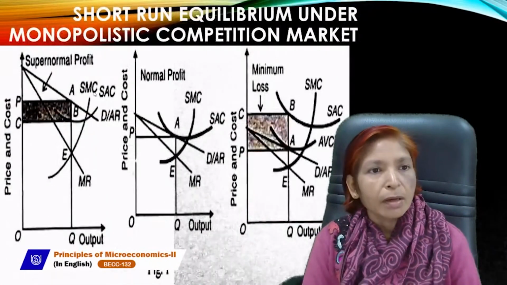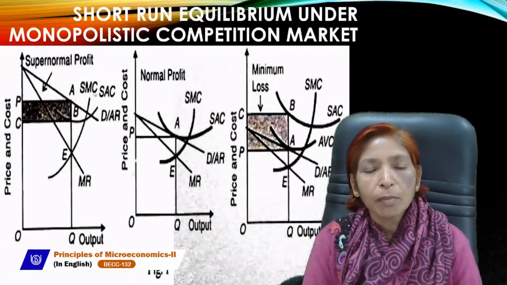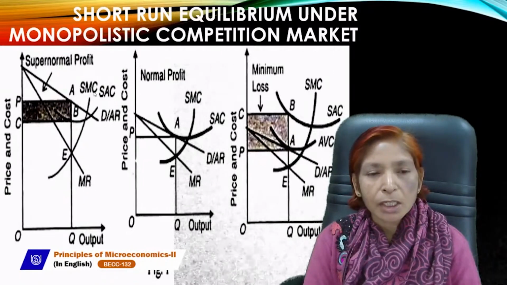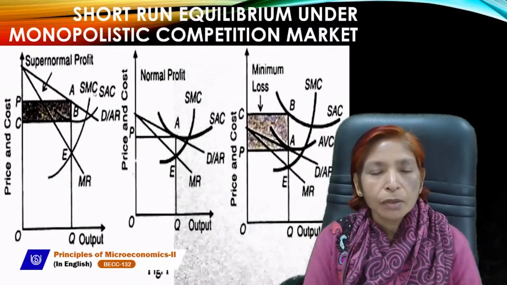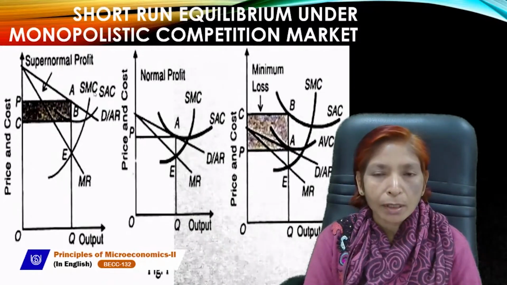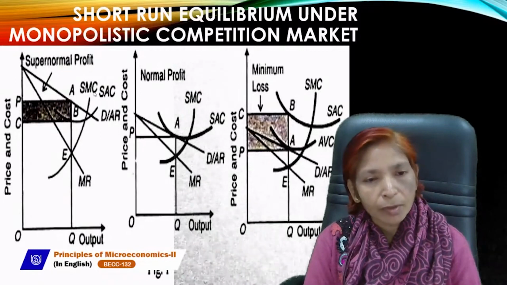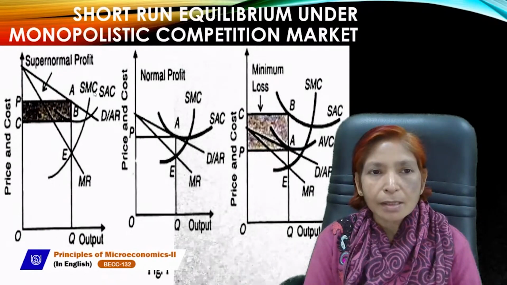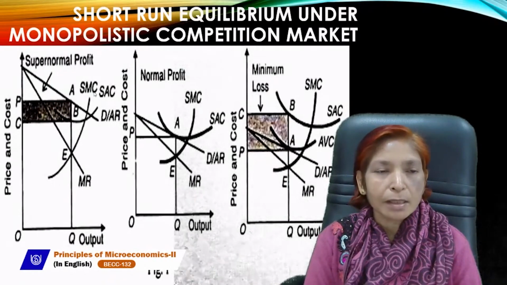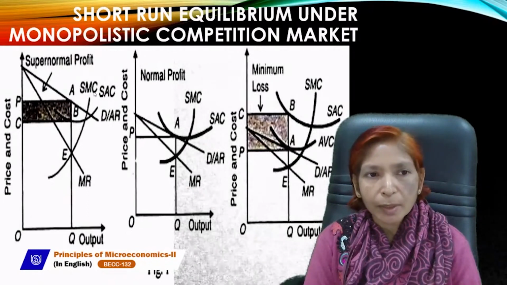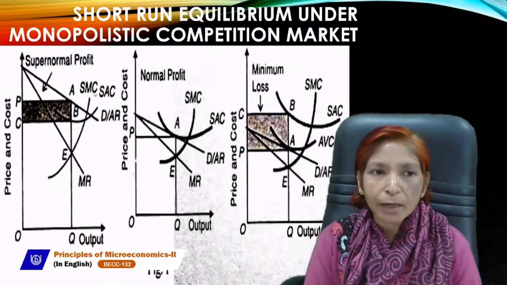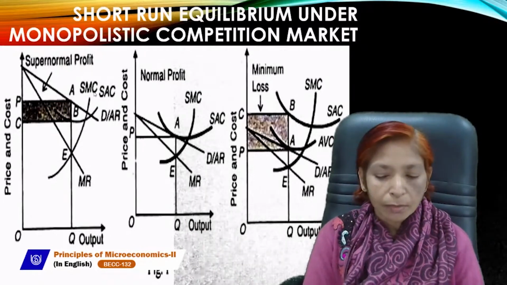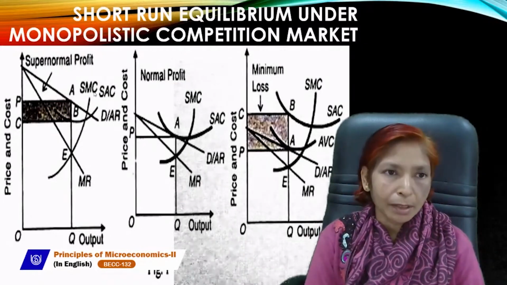Next is short run equilibrium under a monopolistic competition market. As you know, in each and every market there are two types of equilibrium. One is short run equilibrium, the second is long run equilibrium. In the short run, there is very little time. Some factors remain fixed, some remain variable, and if we want to change the output level, we can change only the variable factor units. Fixed factors can't change in the short run.